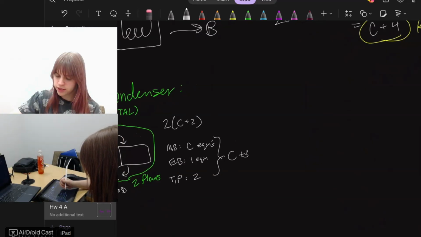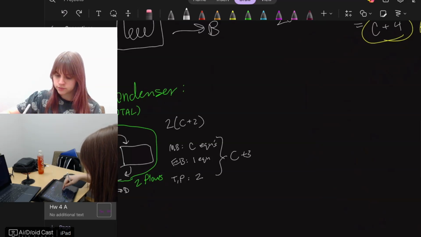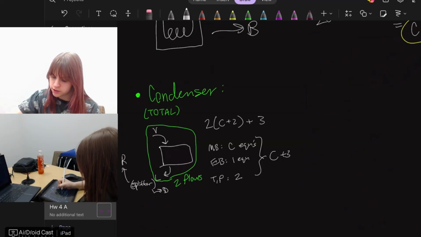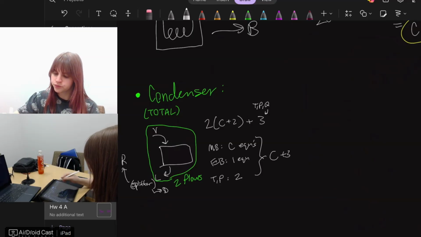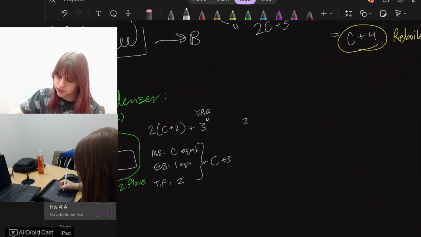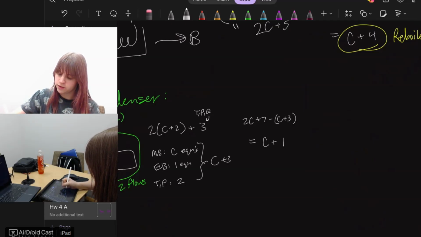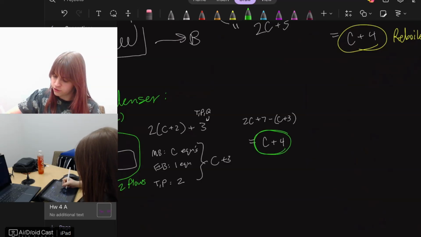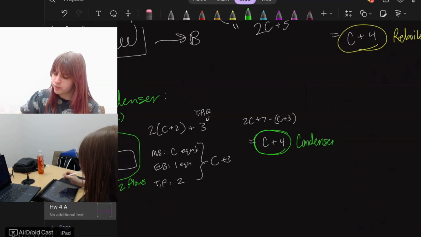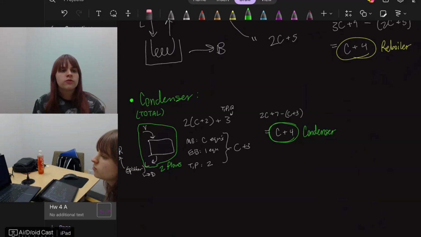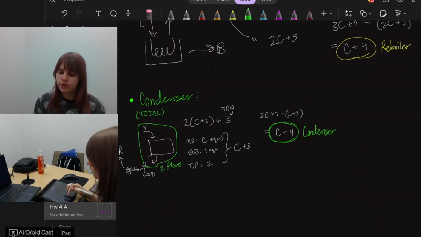And this is good down here, but I got sidetracked by it being different and forgot to add our T, P, Q. So we need to do 2C plus 7 and subtract C plus 3, and that gives us C plus 4 for our condenser degrees of freedom. And remember, this is a total condenser, but I'm just going to write condenser. And so we did the condenser, and now we need to talk about the splitter.